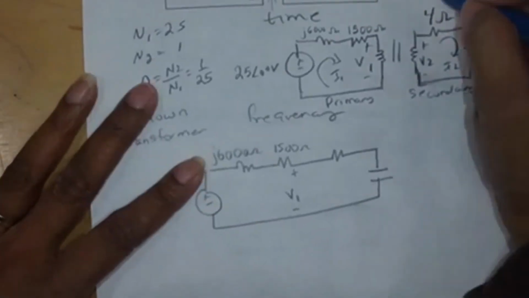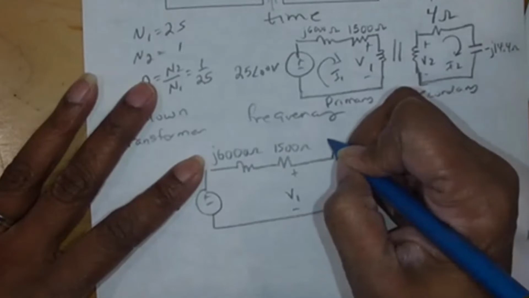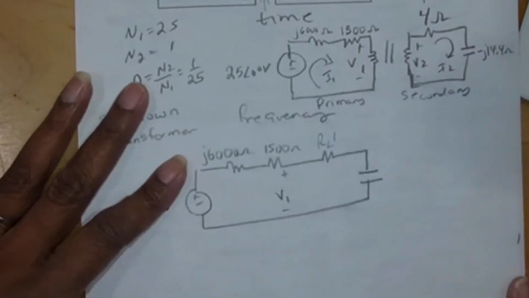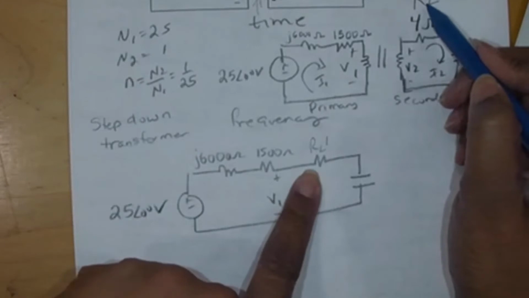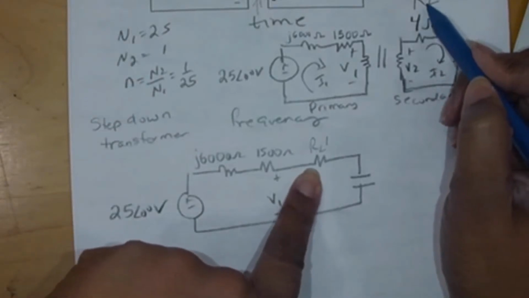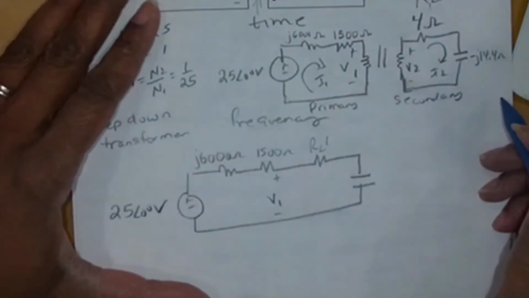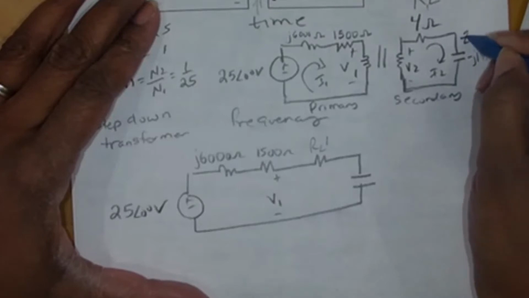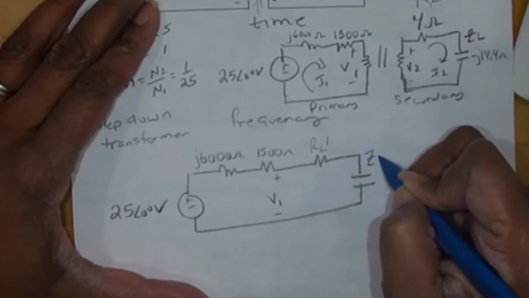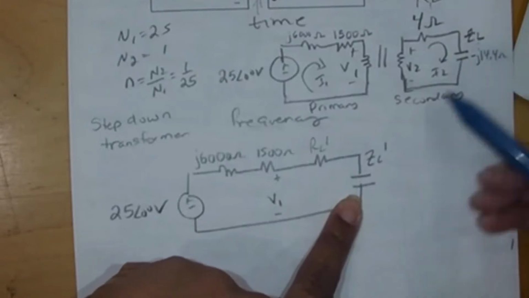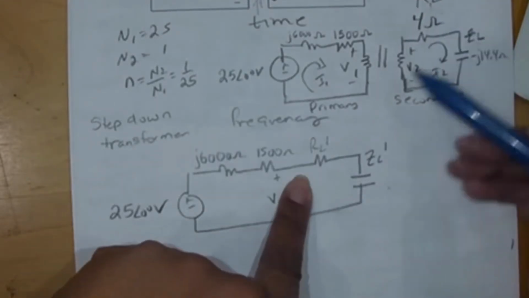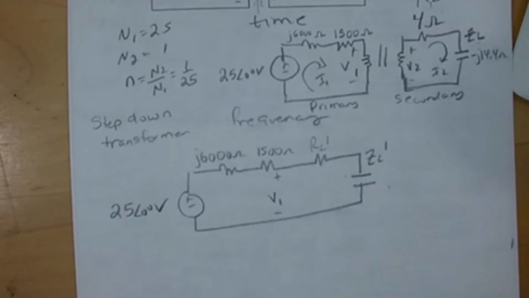Okay. If I call this RL, this resistor is RL prime, which means RL reflected. And if I call this capacitor ZL, then this capacitor becomes ZL prime. ZL becomes ZL prime when I reflect it. RL becomes RL prime when I reflect it. Any questions so far?